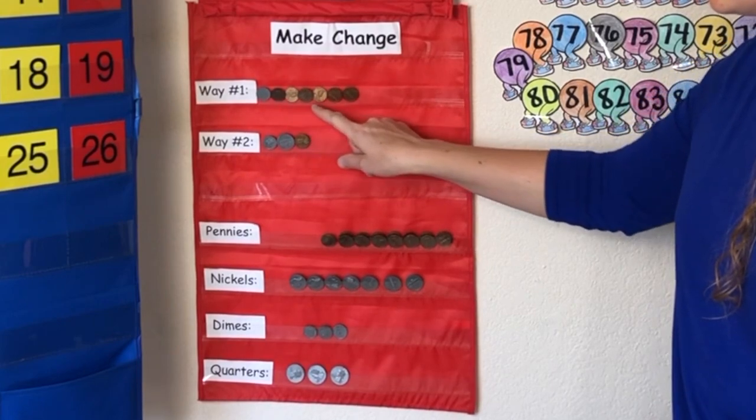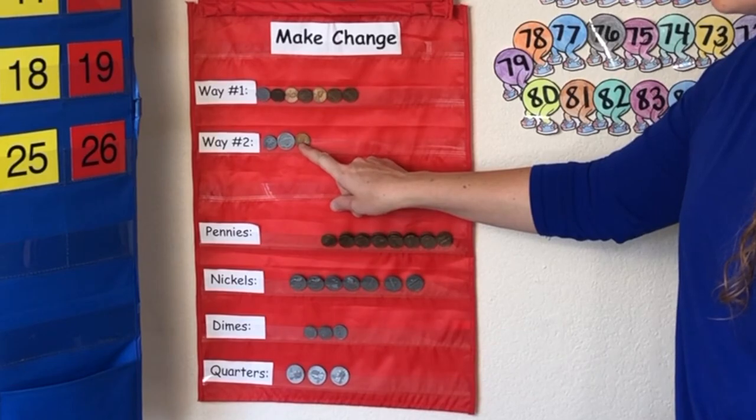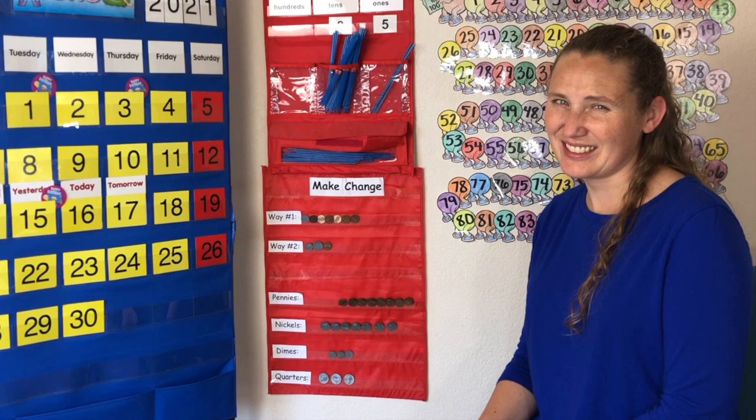A dime and 6 pennies. A dime, a nickel, and 1 penny. 2 ways to make 16 cents.